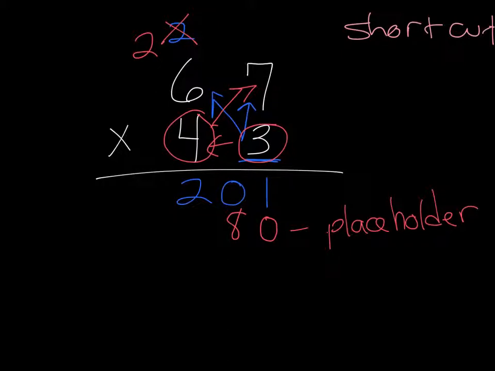And then we're going to multiply 4 times 6 to get 24, and then add that 2 to get 26. We're going to fill that in. It's really important that you line up your numbers, that the 1 is lined up above the 0. Our placeholder goes below the first digit.